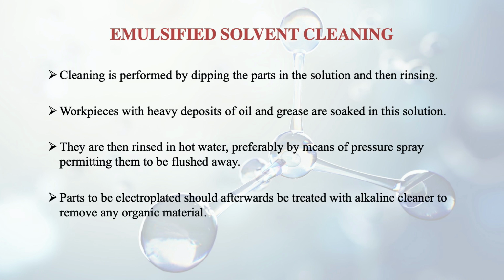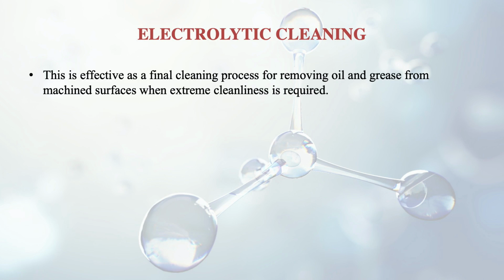And parts to be electroplated should afterwards be treated with alkaline cleaner to remove any organic material. So after doing this process, we can go for alkaline cleaning also in case of electroplating, because some organic material can be removed by that process. Then further moving on to electrolytic type of cleaning. The term itself gives us a hint that it is based on electrolysis, and this is effective as a final cleaning process for removing oil and grease. So intermediate may be the other process, but this one is always the final one.